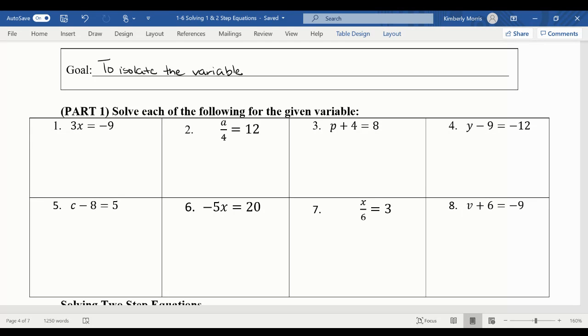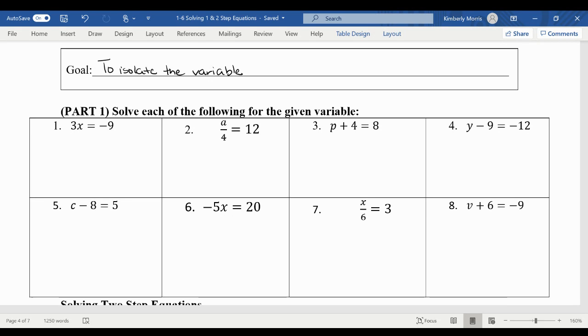Now, if you remember from literal equations, right, you always are trying to isolate the variable. So we're going to try to isolate x, we're going to try to isolate a, we're going to try to isolate p, and then also y. So let's start with number 1.